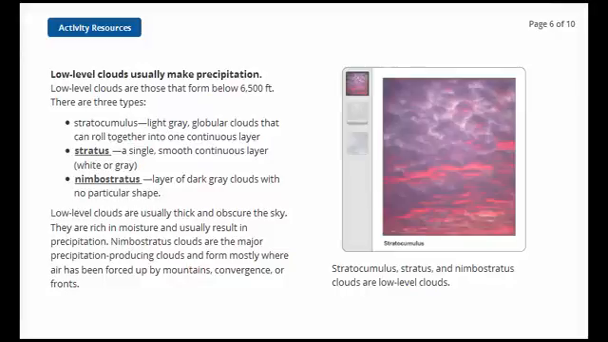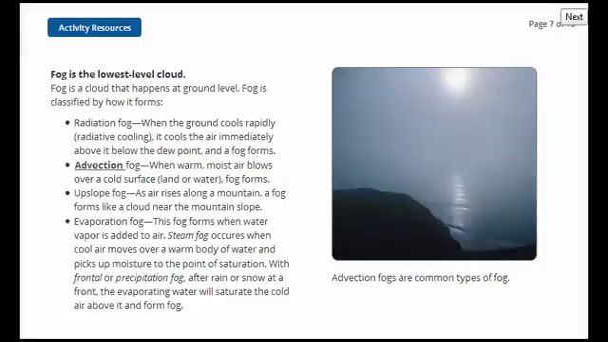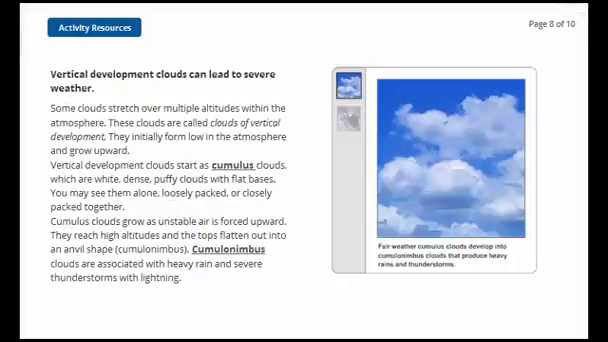Low level clouds, when the clouds are low in the sky, that means it's low pressure. High in the sky is high pressure, low in the sky is low pressure, and they often mix precipitation. For example, nimbostratus clouds definitely can lead to thunderstorms. Fog is the lowest level cloud. It's actually a cloud very close to the surface. Make sure you know that.